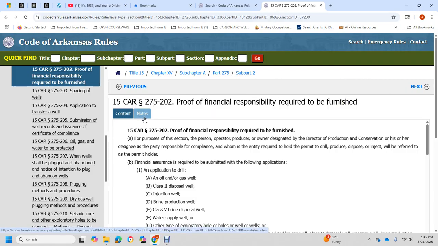For this purpose, the selection of the person operating as the producer, the owner of the design, with the direction, production, and conservation, his or her designee, partially responsible, combined, the entity required with the whole permit to drill, produce, display, or inject, referred to as the permit holder.